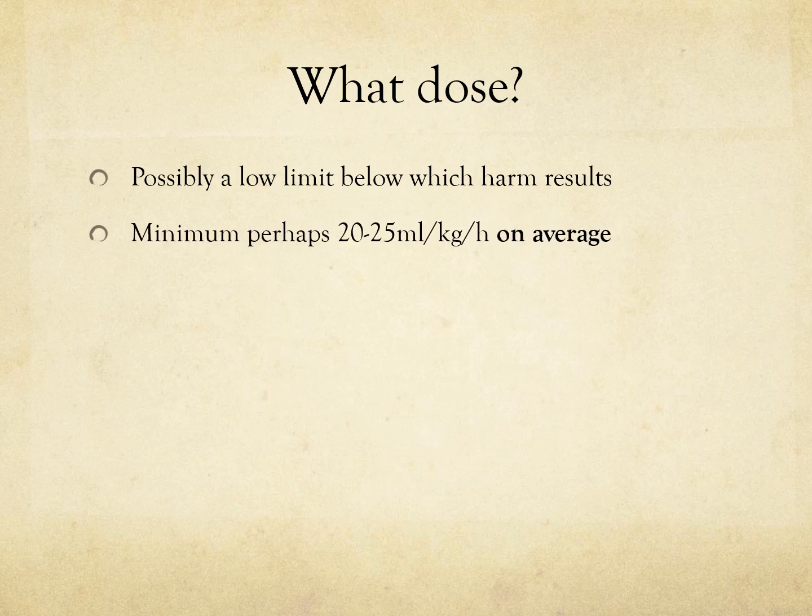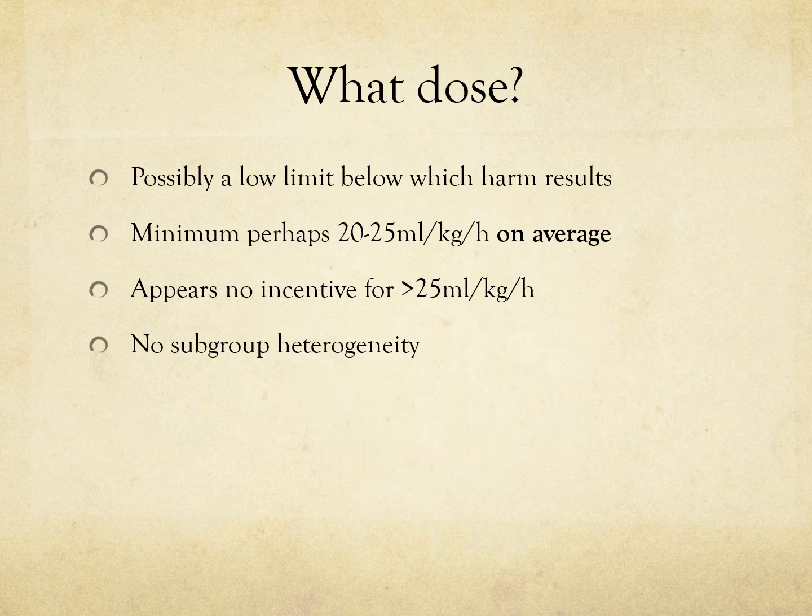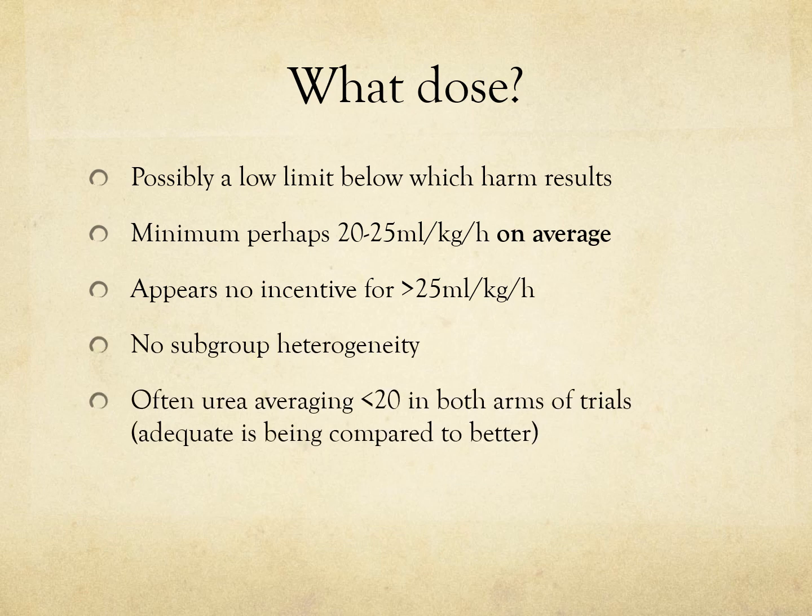There's probably a happy ground. So the minimum probably is 20 to 25 mils per kilo per hour, roughly. There doesn't seem to be any evidence to go higher than this. In the trials, we could see that the urea usually is less than 20 in both arms of the trials, whether you're giving a high or a low dose. So therefore, they're probably adequate.